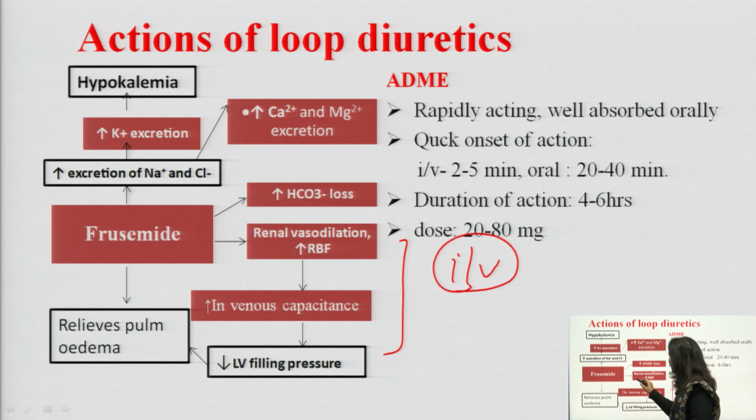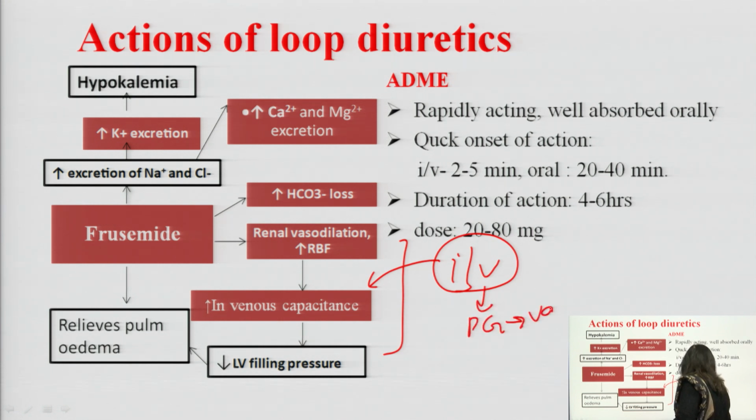furosemide will result in an increase in venous capacitance. IV furosemide will cause prostaglandin mediated vasodilation in the renal epithelium.